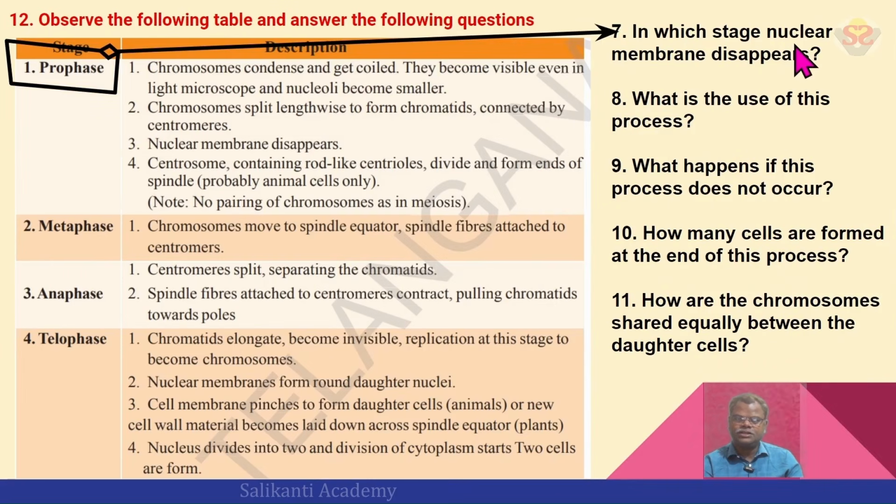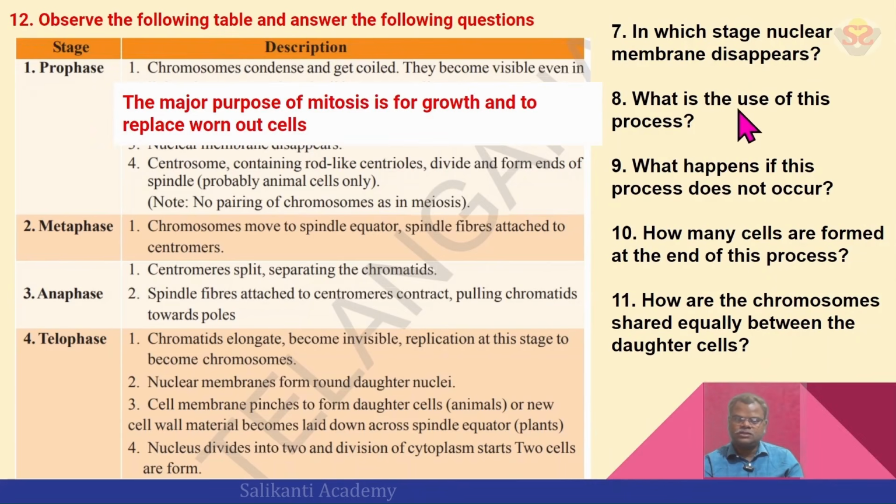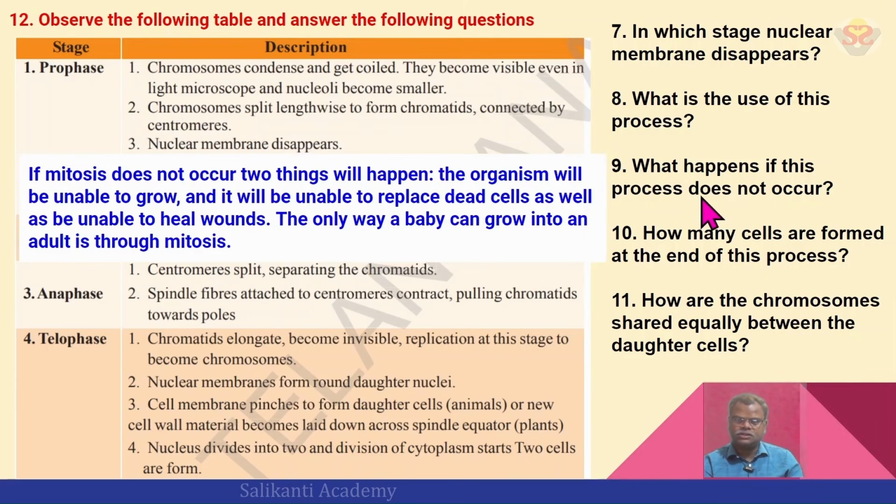In which stage does the nuclear membrane disappear? Prophase. What is the use of this process? The major purpose of mitosis is for growth and to replace worn out cells. What happens if this process does not occur?